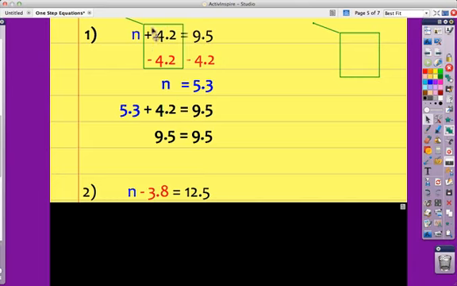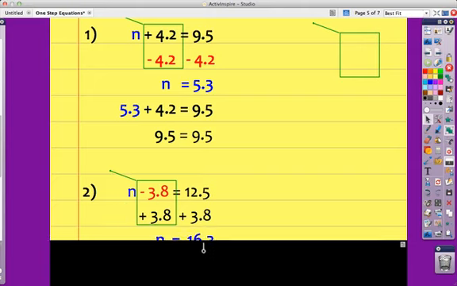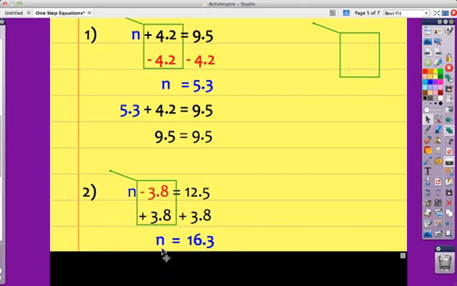Up here we started out with a plus. Now we're starting out with minus. So in order to get rid of minus, we put a plus with it. So again, there's our zero pairs. We get rid of those zero pairs so that those 3.8s cancel each other out. The only thing we have left on that side is the n. It comes down, and we have 12.5, and again it's an addition problem. Up here it was minus, down here it's an addition, and we have 12.5 plus 3.8 equals 16 3/10.